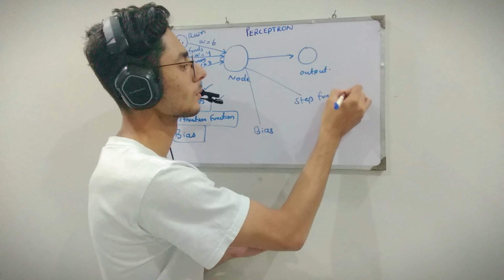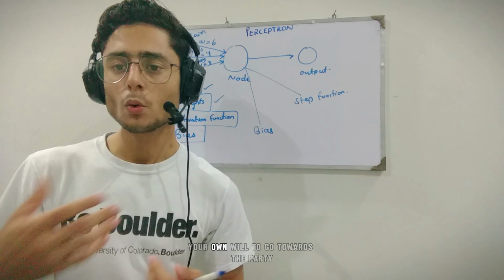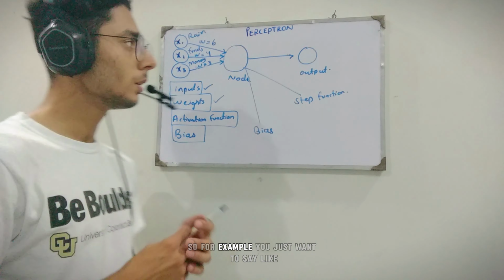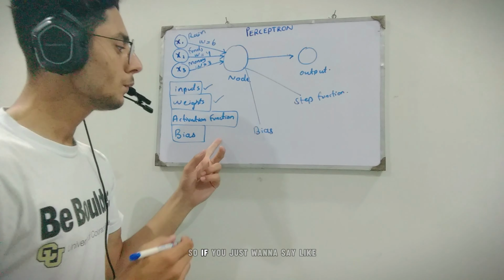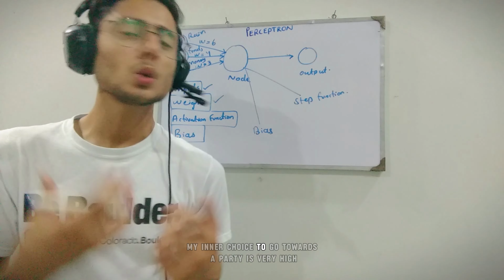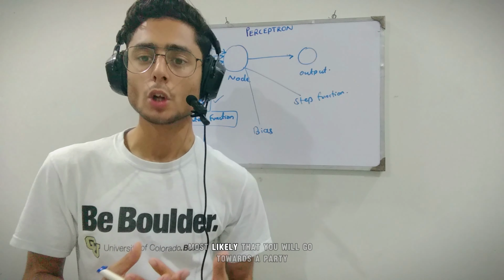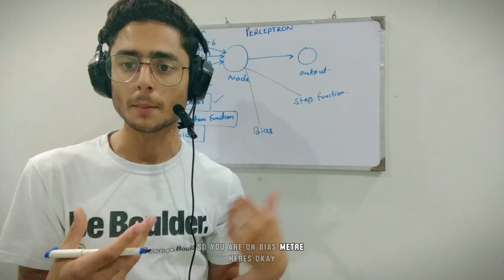Okay, so what is bias? Bias is actually your own will to go towards the party. For example, independently from these inputs, what is your inner choice to go towards the party? If your inner choice to go towards the party is very high, then it is most likely that you will go towards the party. So your own bias may matter here.